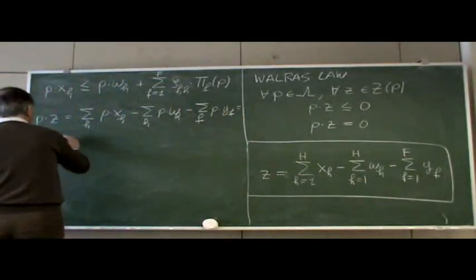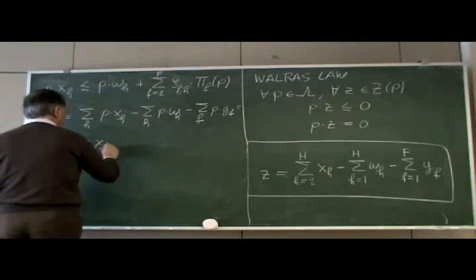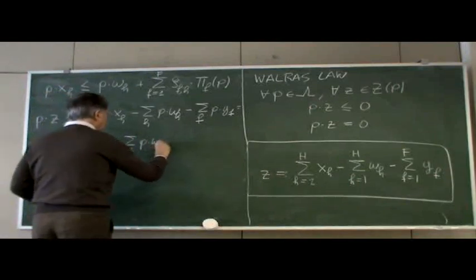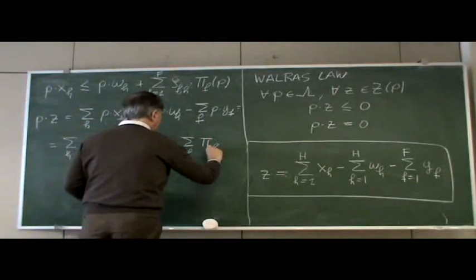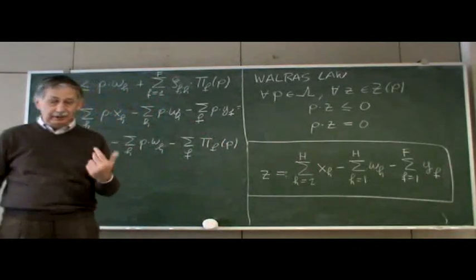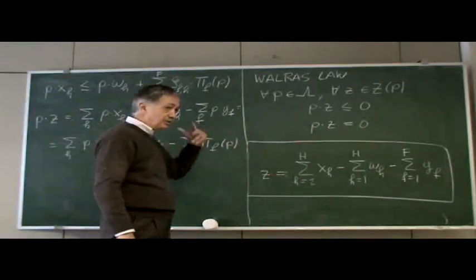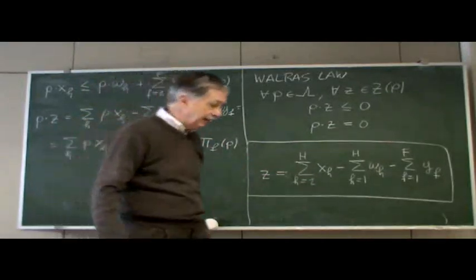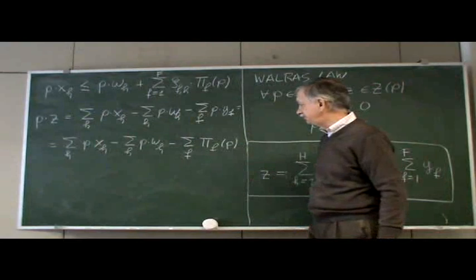Rewrite: sum for H of P times XH minus sum for H of P times omega H minus sum for F of pi F of P. I repeat, YF is chosen in the production set of the F firm as a process which maximizes profit. And so we can substitute pi F to this inner product. Is it clear?